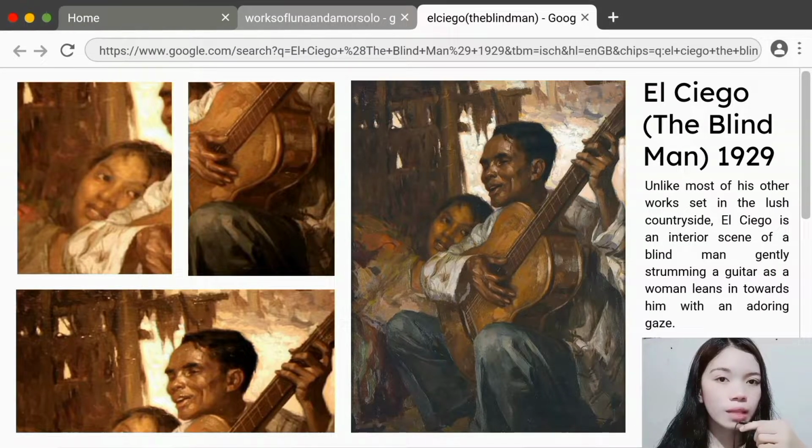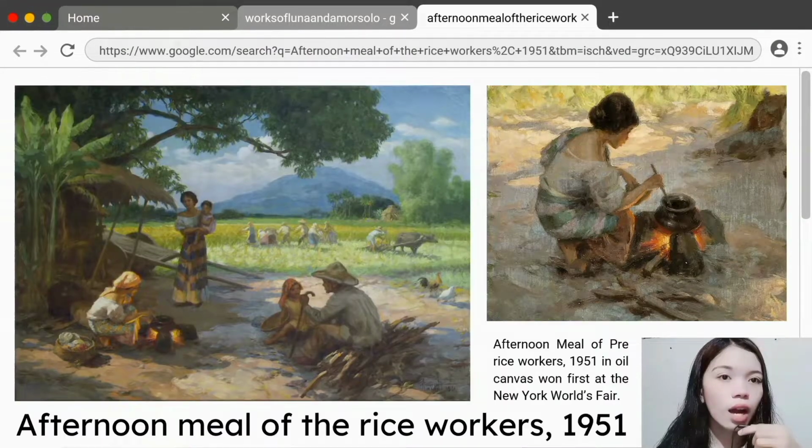El Ciego, The Blind Man, 1929. Unlike most of his other works set in the lush countryside, El Ciego is an interior scene of a blind man gently strumming a guitar as a woman leans in towards him with an adoring gaze. Afternoon Meal of the Rice Workers, 1951. Afternoon Meal of the Rice Workers, 1951, in oil on canvas, won first prize at the New York World's Fair.